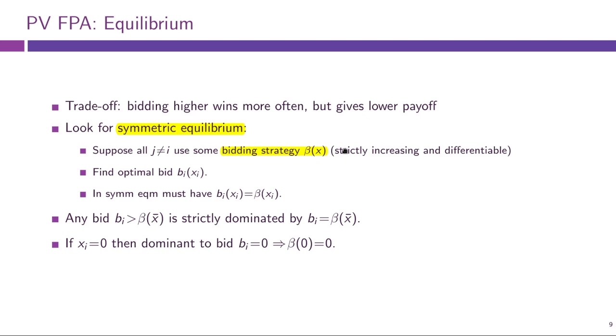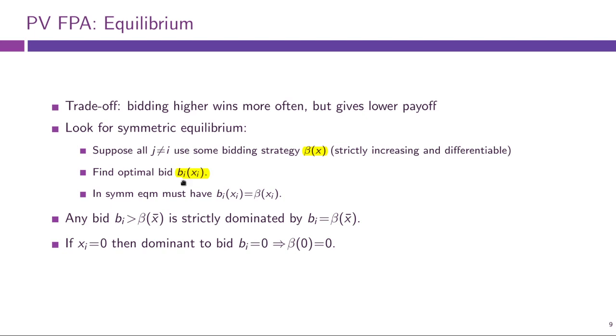And the way we will solve the model is we will first suppose that we choose some agent i. We will suppose that all other agents use some strategy beta of x. And we will make some assumptions on it, that it's strictly increasing. So the higher is my valuation, the more I bid. Then, in this setting, where agent i assumes that everyone else is using beta of x, we will find the optimal bid for agent i, b_i of x_i.